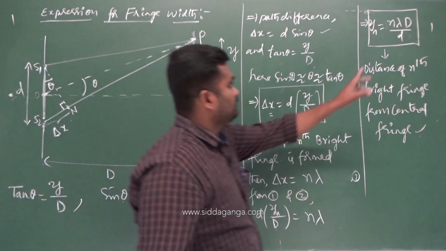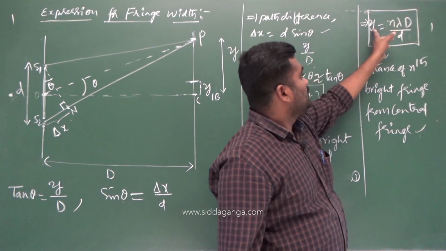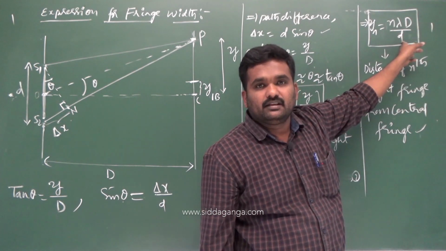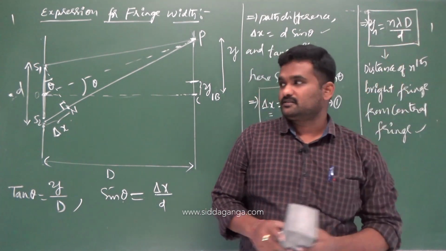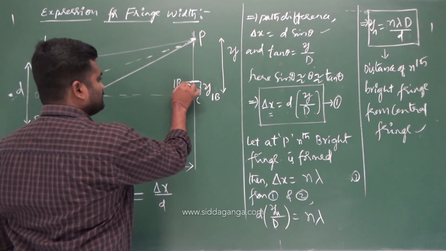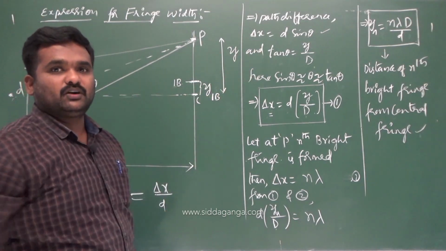Tell me now. If I substitute n equals 1 into this equation, what will you get? For n equals 1, y1 equals lambda capital D by small d. That is the distance of the first bright fringe from the central fringe. Means from the central fringe, the first bright fringe will form at a distance of how much? Lambda capital D by small d.